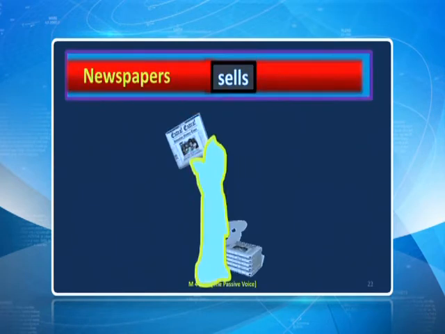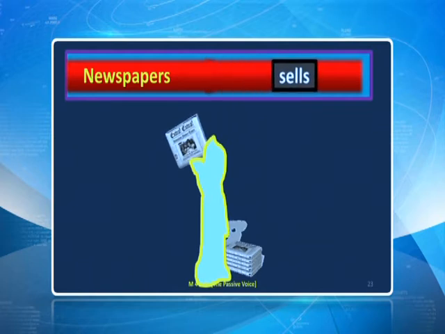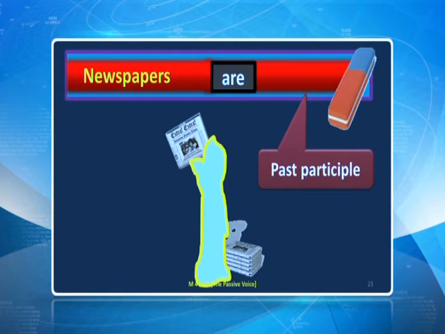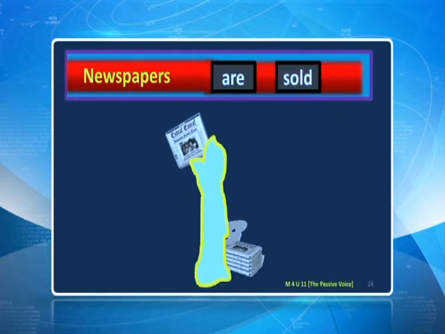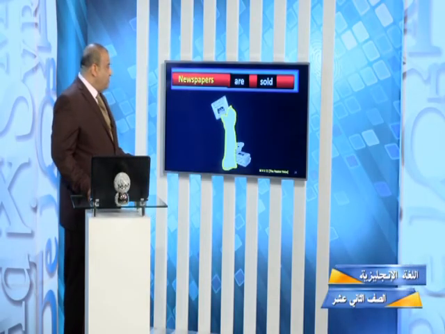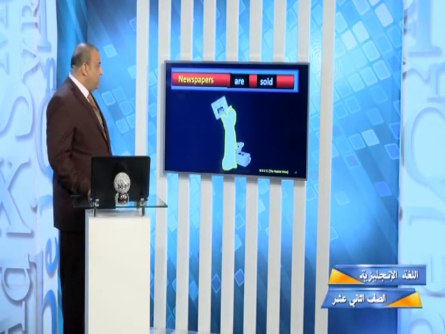So the sentence should look like this. Newspapers are, and then you have to think of the past participle form of the verb sell, which is sold. So the active sentence has just been made into passive voice. Newspapers are sold.